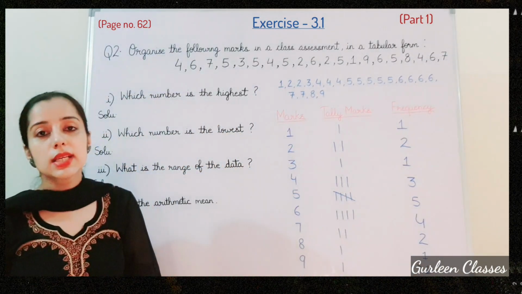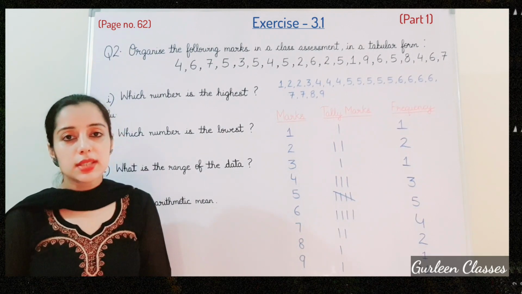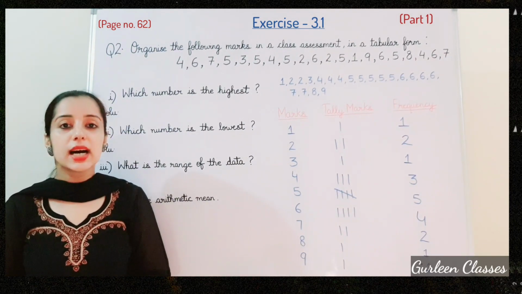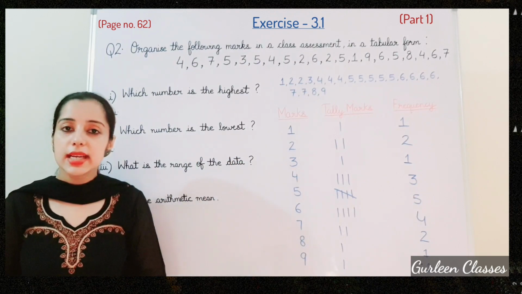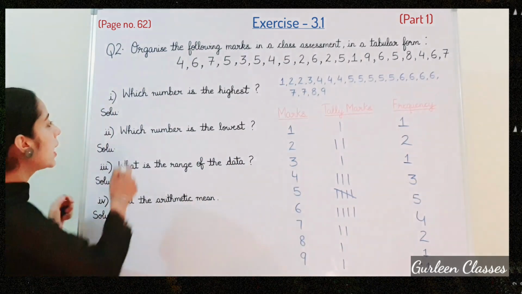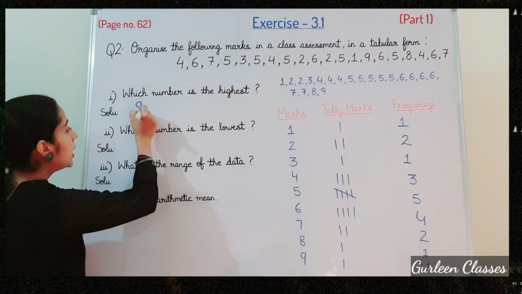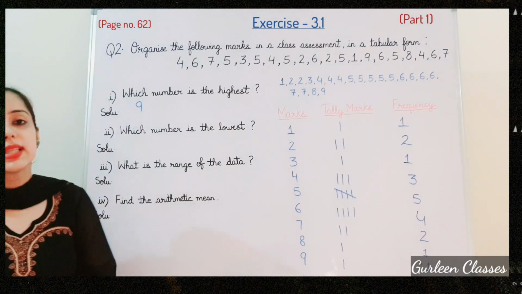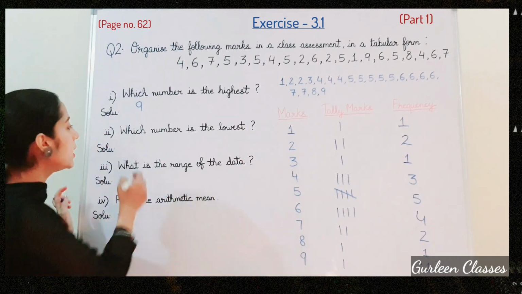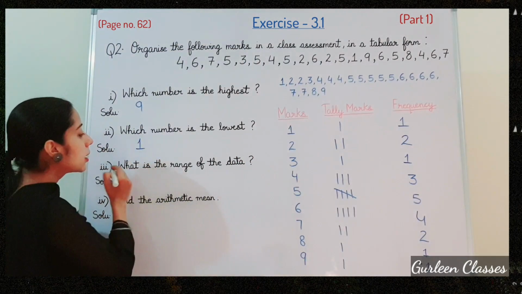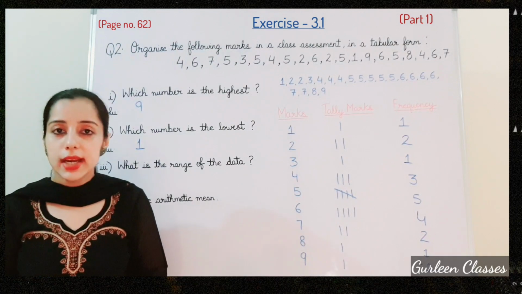So on the basis of this, let us do some questions. First part, which number is the highest? Students, on the basis of this data, which is the highest number? 9. So right here 9. Second part, which number is the lowest? The lowest number here is 1. So let us write here 1. Third part, what is the range of the data?